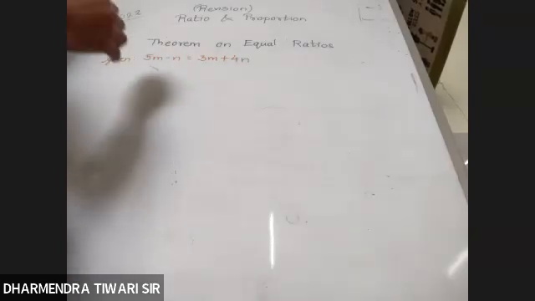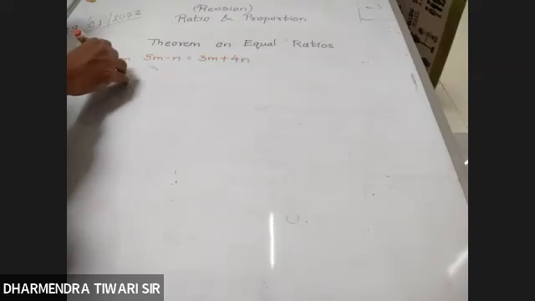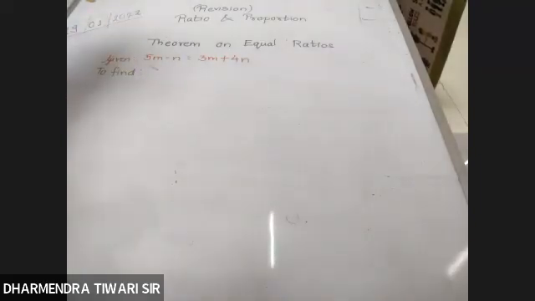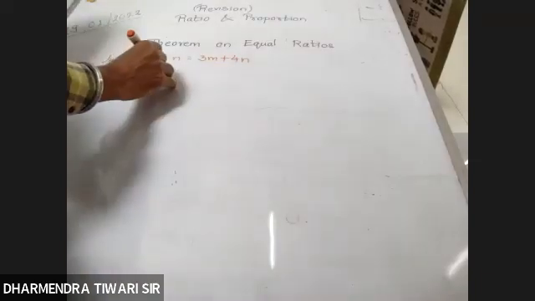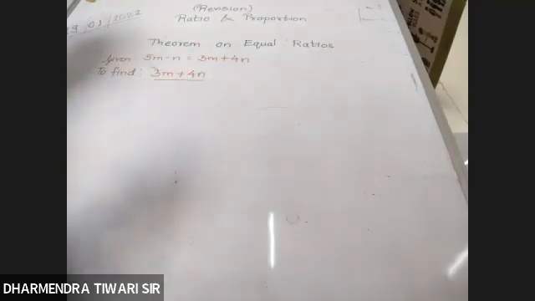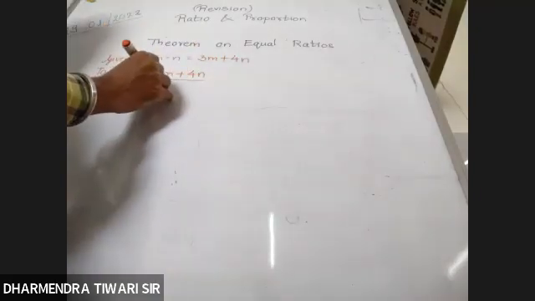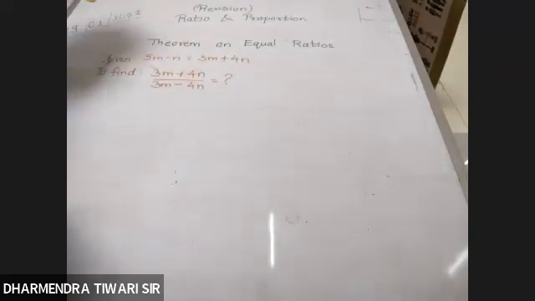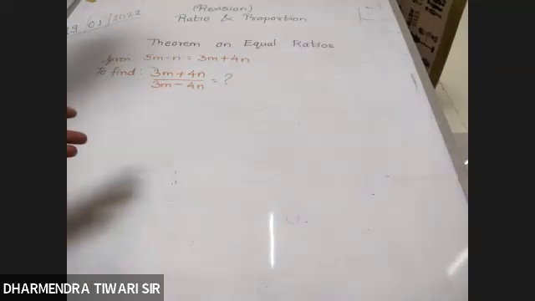No issues. To find 3M plus 4N divided by 3M minus 4N. You need to get this value. How to get this value? Last time we derived and got the value of M by N. So let's get the value of M by N again.